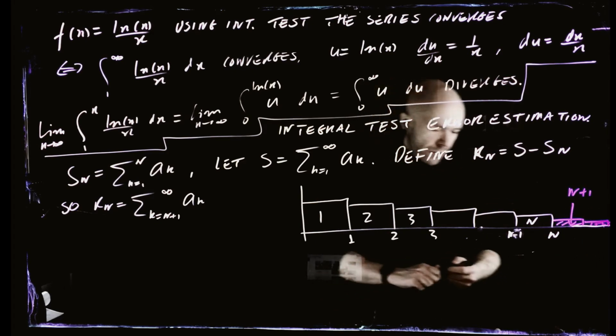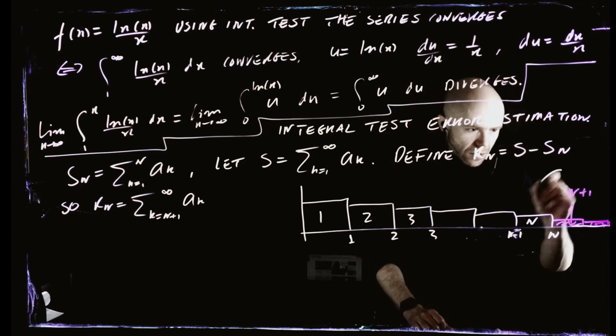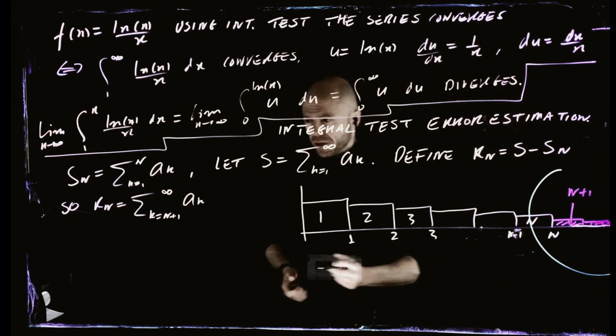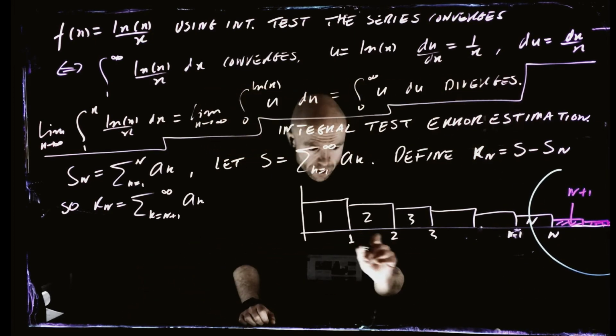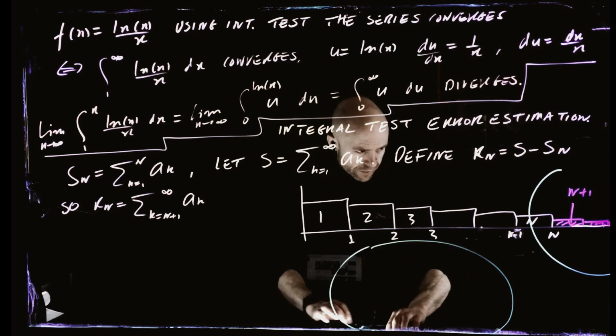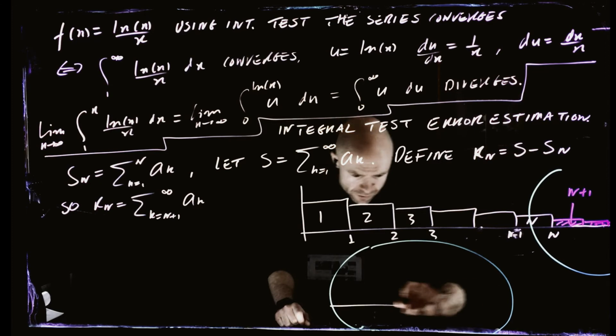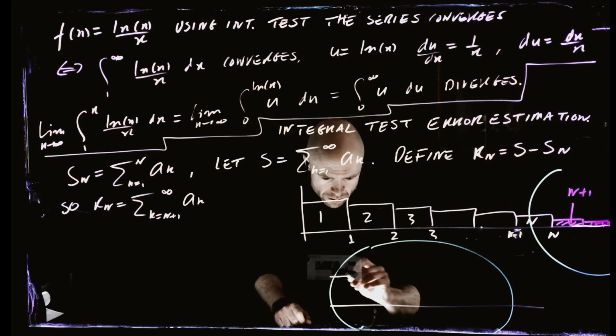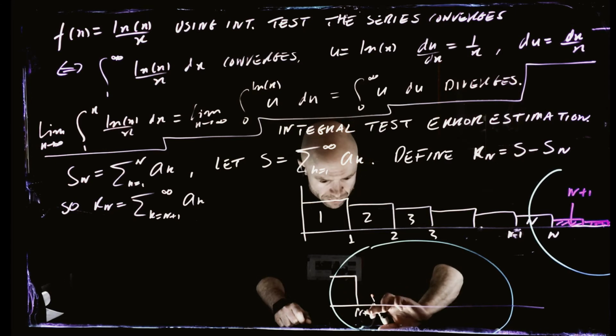Let's blow up this picture. So take this circle, blow up this picture over here. So what do we have? We have, this is up to n plus 1. Sorry, this is up to n.